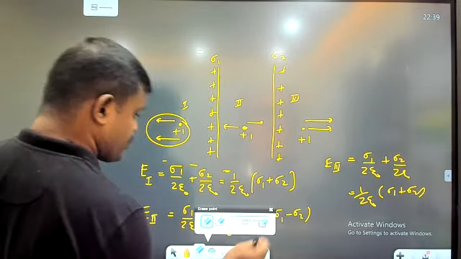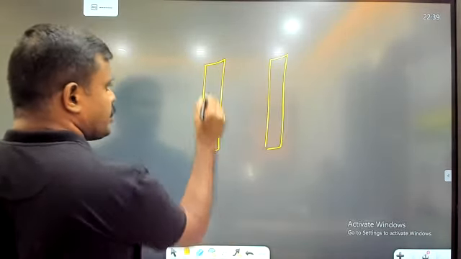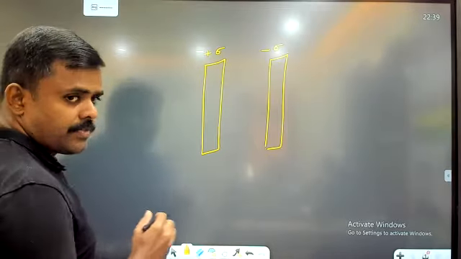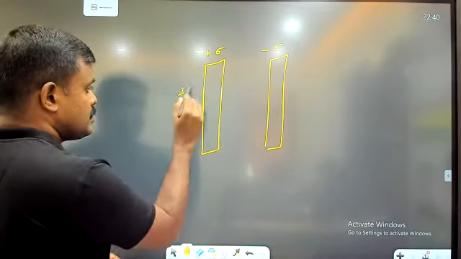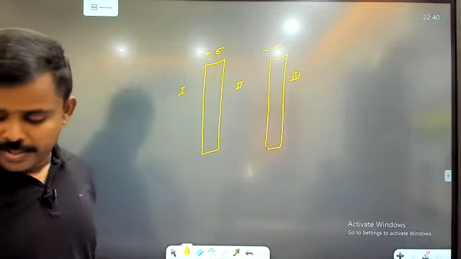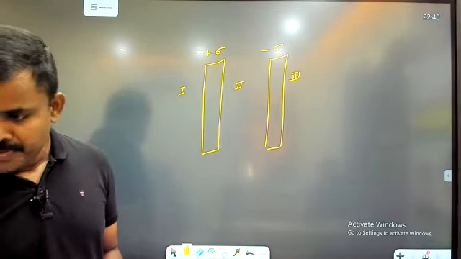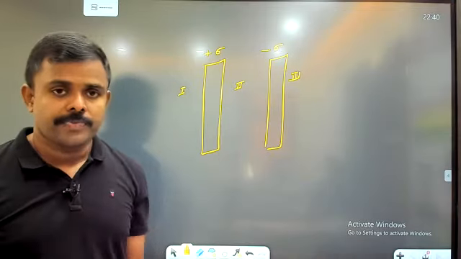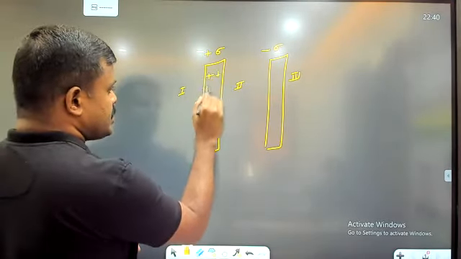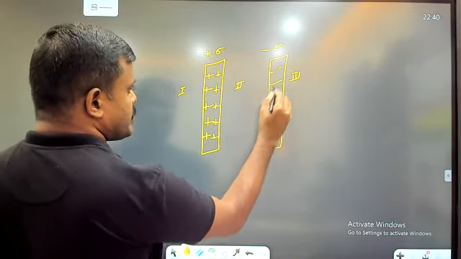Find the electric field in regions 1, 2, 3. Here it is plus sigma, the other is minus sigma. Full minus. This is full plus. So this is basically a capacitor, because the first plate is full of positive.